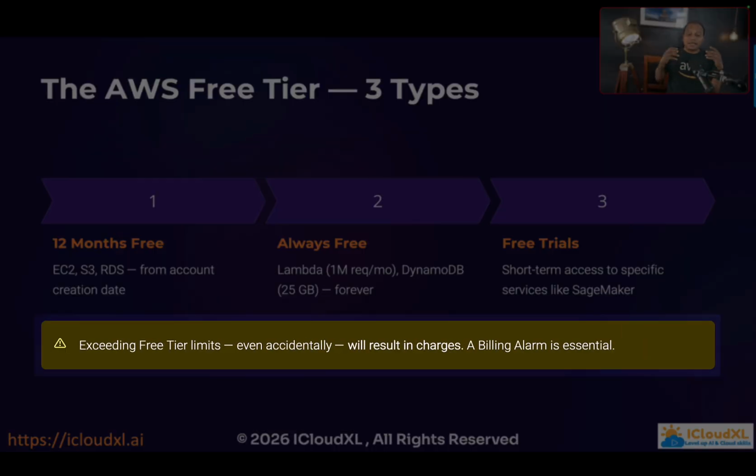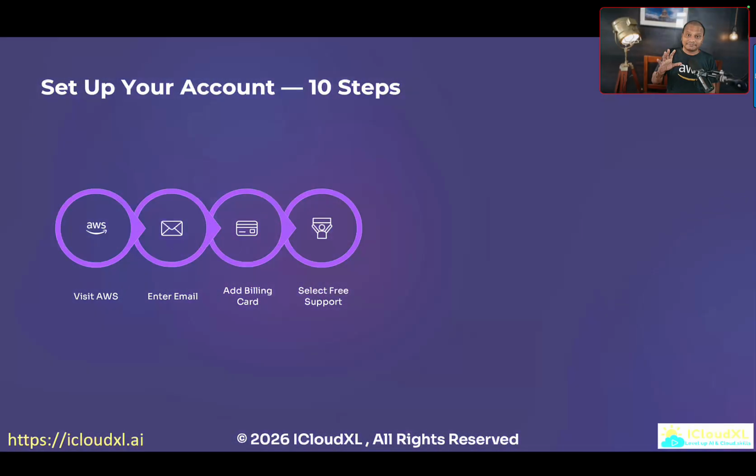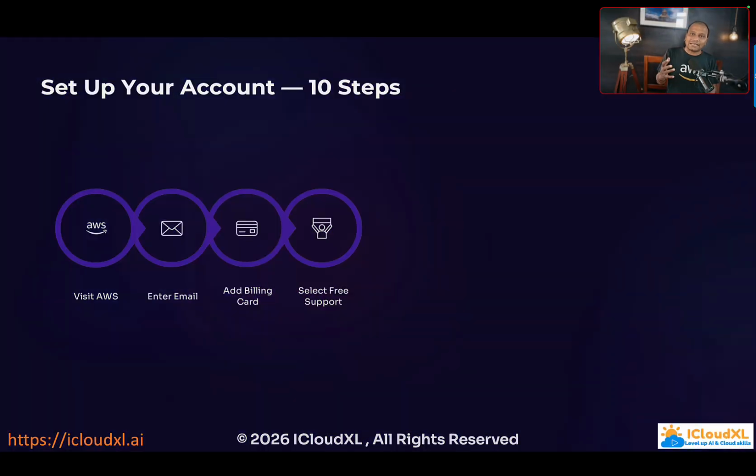Exceeding these free tier limits, even accidentally, means you have to pay for the charges. A billing alarm is essential for you to protect yourself. Now, you need 10 steps to create a free tier account. Visit the AWS website, enter your email, add billing cards, select free support, and once you add all of these, you are good with your AWS account.